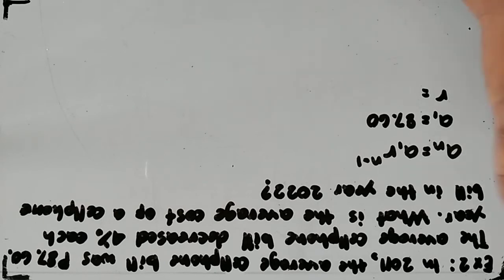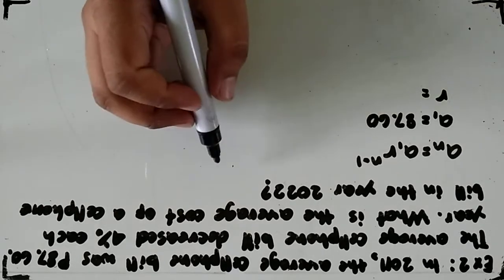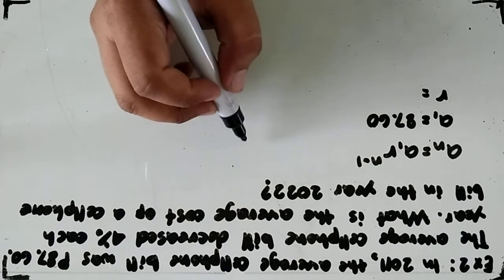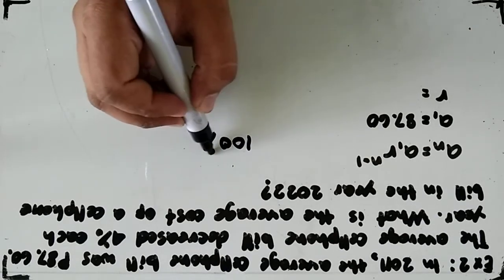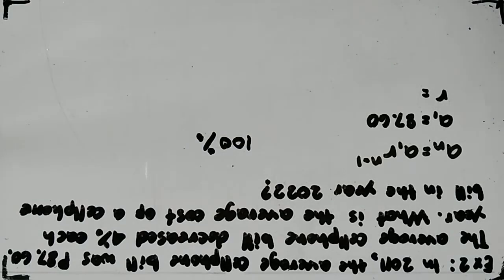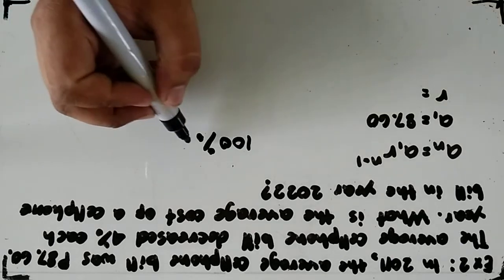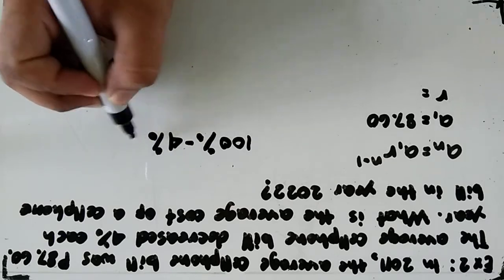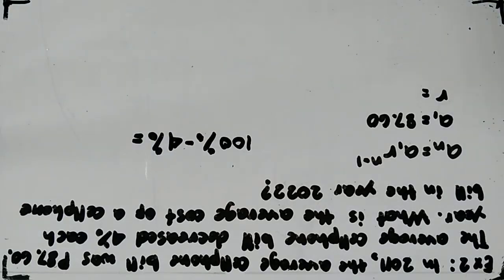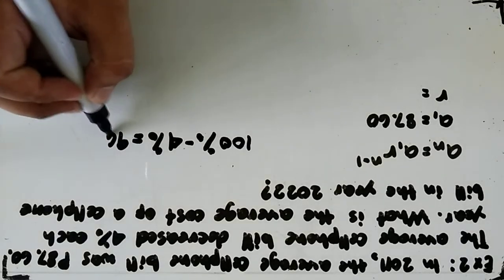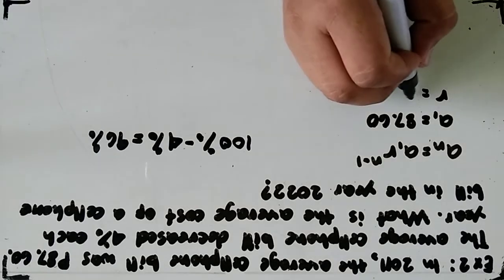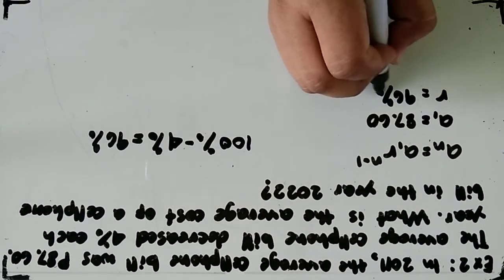So, dito, titingnan natin, iisipin natin na at 2011, 100% pa yung value ng isang cellphone. So, dahil nagde-depreciate or nagbabawas siya ng 4%, ibig sabihin dapat bawasan natin ito ng by 4%. So, 100%, bawasan natin ang 4%, that is 96%. So, ito yung dapat yung magiging value ng ating R.